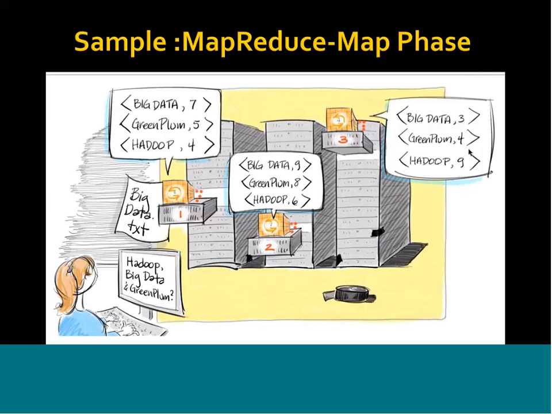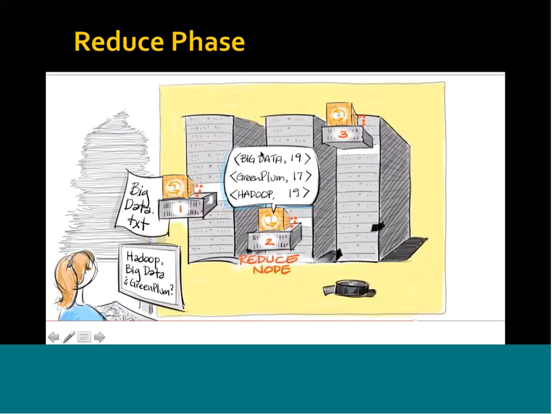Fine. Now, after mapper has executed, you will come to second phase, that is reduce phase. And if you see, reduce phase is doing what? It is creating aggregate, getting data from all data nodes and then telling you, see, big data in this file has appeared for 19 times, Hadoop for 19 times, green plum for 17 times, right? So you need to design your MapReduce program properly by identifying what you want. Second, identify what will be the output of mapper phase. Third, identify what you need to do in order to create the aggregate in reducer phase, right?